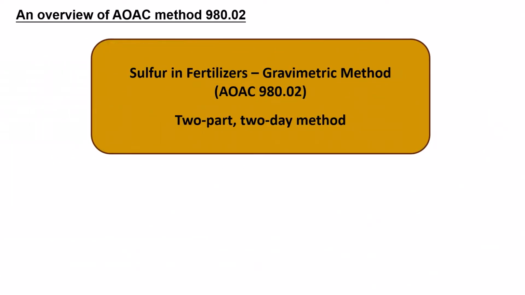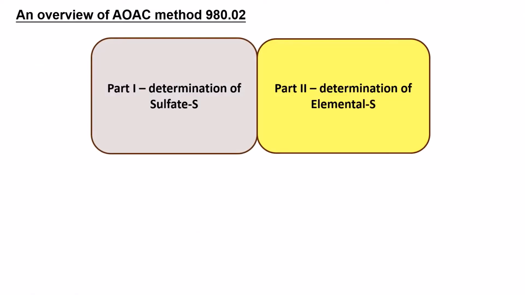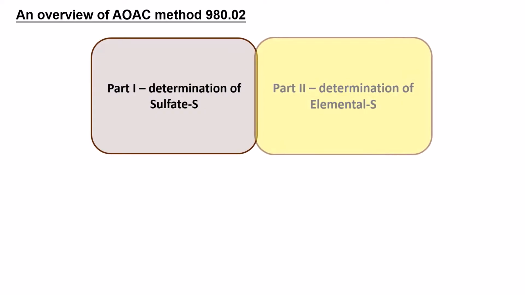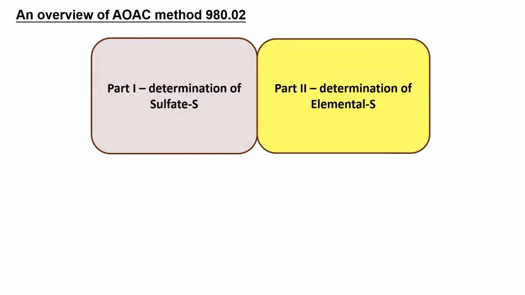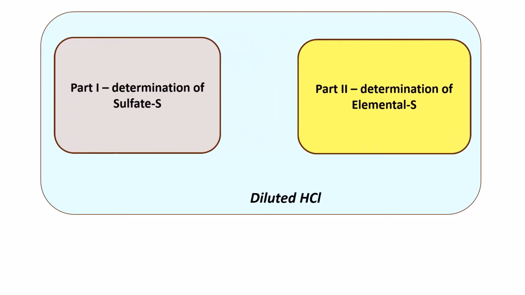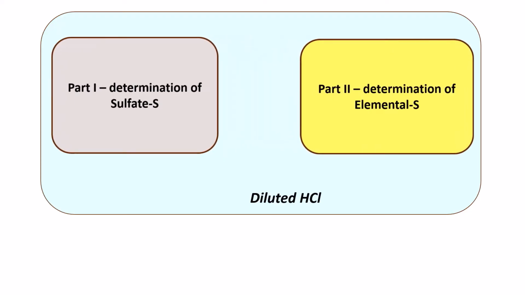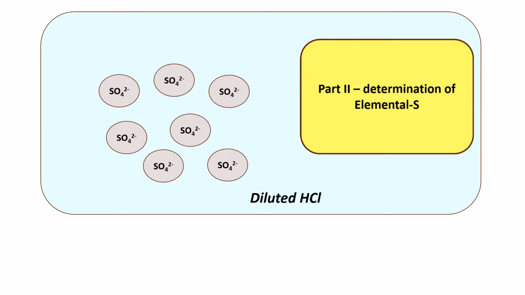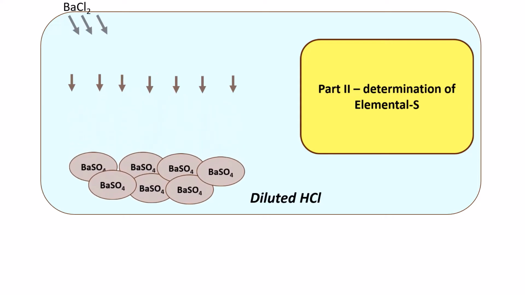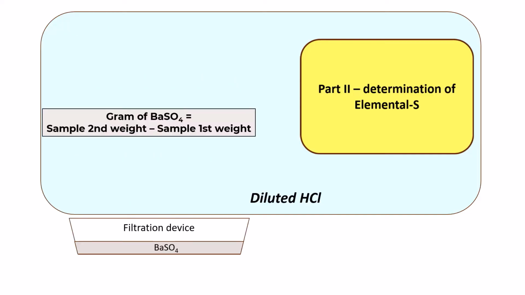The gravimetric sulfur method is a two-part, two-day method. Part 1 is the determination of sulfate-sulfur. Part 2 is the determination of elemental sulfur. Separation of these two forms of sulfur is created by the solution in diluted hydrochloric acid. Sulfate-sulfur is soluble in hydrochloric acid solution. Addition of barium results in the formation of a barium sulfate precipitate, which can be measured gravimetrically.